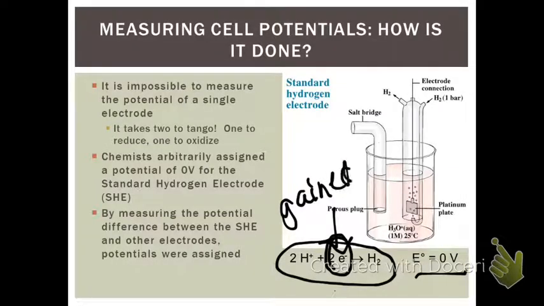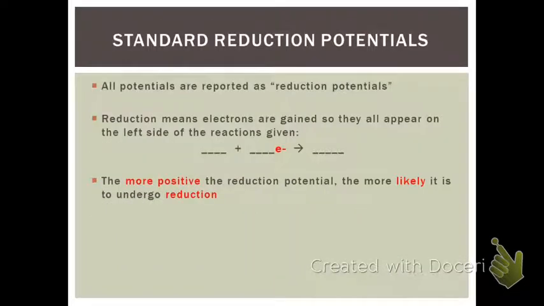So that's a reduction potential, and if the one that they hooked up to it came out negative, that means it didn't want to undergo oxidation, it wanted to undergo reduction. So basically what they did is they hooked everything up to the SHE, and then they figured out what numbers they got. Now when they report them today, they report them all as reduction potentials.